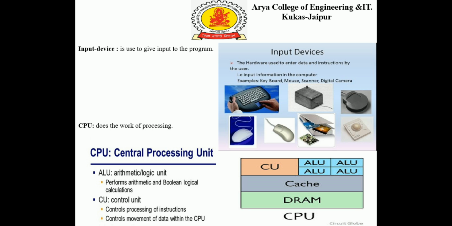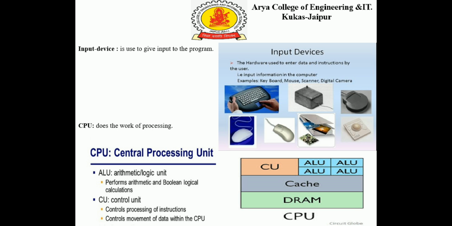Next is input devices. In the picture we have seen there are a lot of input devices: keyboard, mouse, scanner, camera and all. These are all input devices that are used to give input to the processing unit, the central processing unit. Then the CPU. This is entirely a theoretical part. We have to understand it and revise it a number of times so as to remember it and write it in our exam for getting good marks.